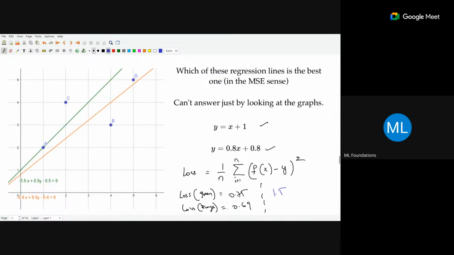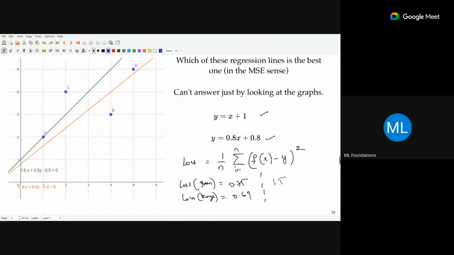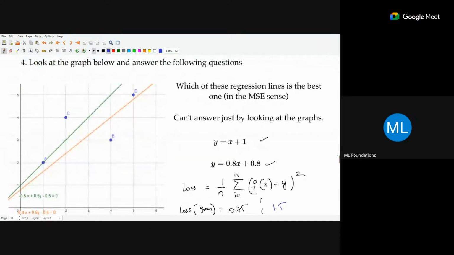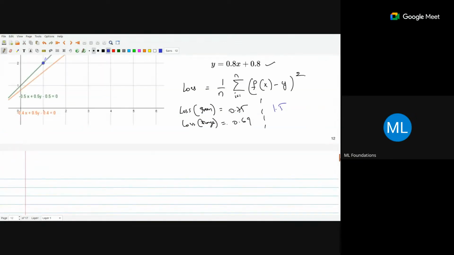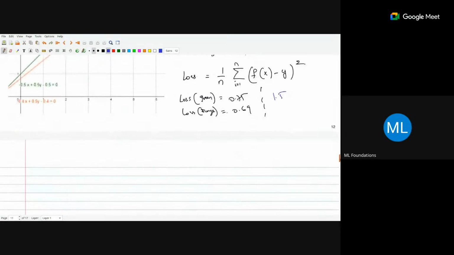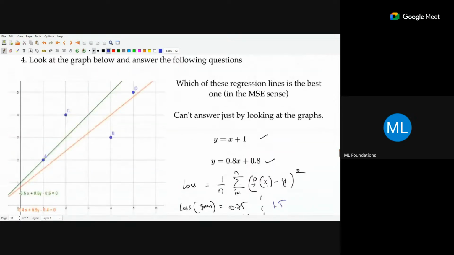Okay, maybe I will compute for green quickly, and we'll just move to the next question. And orange, you just compute. I just need f of x and the corresponding y values. Yeah, it's 1.5, sir. Okay, so let me compute for green. This point A is 1 comma 2, and C is 2 comma 4. This is 4 comma 3 and D is 5 comma 5.